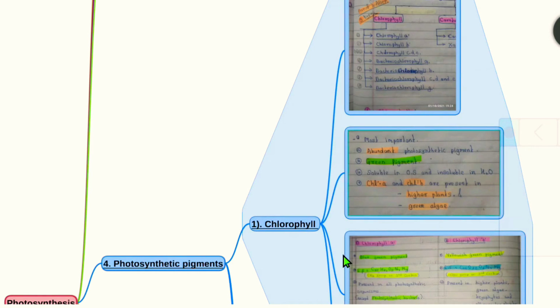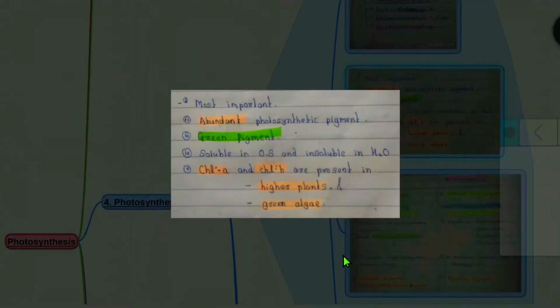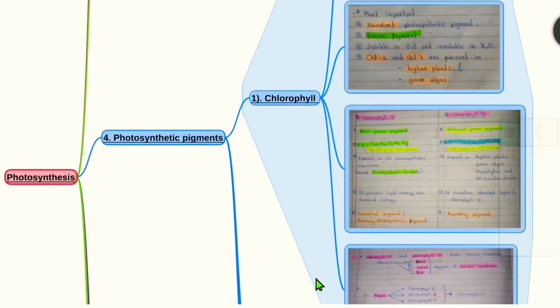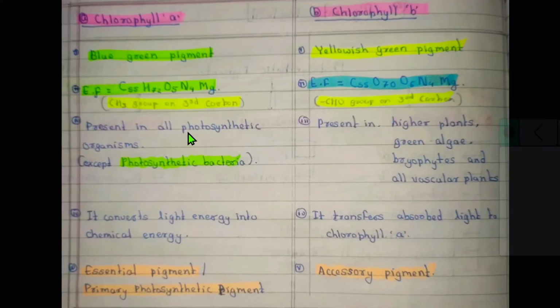List one this. And about chlorophyll, we'll see it is most important and it is the most abundant photosynthetic pigment. It is a green pigment. It is soluble in organic solvent and insoluble in water. Chlorophyll A and chlorophyll B are present in higher plants and green algae. Next, about chlorophyll A and chlorophyll B. Chlorophyll A is blue-green pigment and chlorophyll B is yellowish-green pigment.